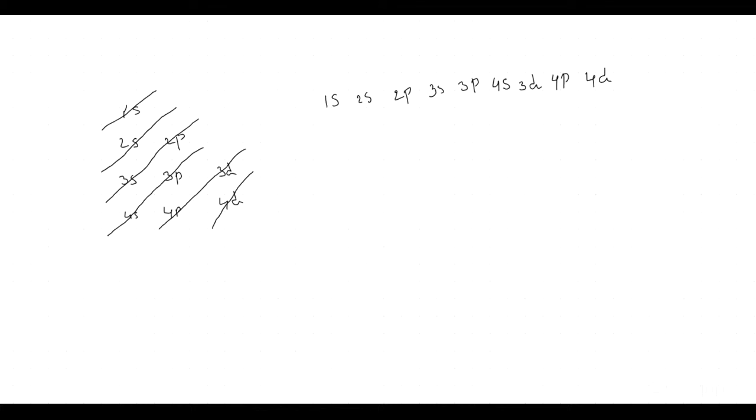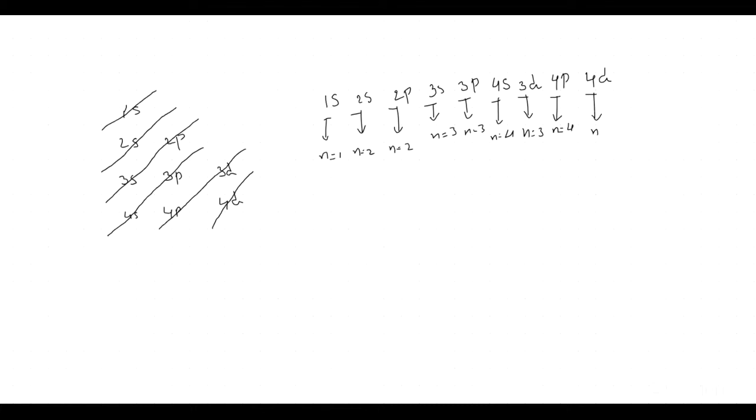This 1, 2, 2, 3, 3, 4, 3, 4, 4. All these numbers are n values. This is n value equal to 1. This 2 means n value equal to 2. Next, this is n value equal to 2. Next, this 3 here, n value equal to 3. Here, n value equal to 3. Here, n value is equal to 4. Here, n value is equal to 3. Here, n value is equal to 4. Here, n value is equal to 4.